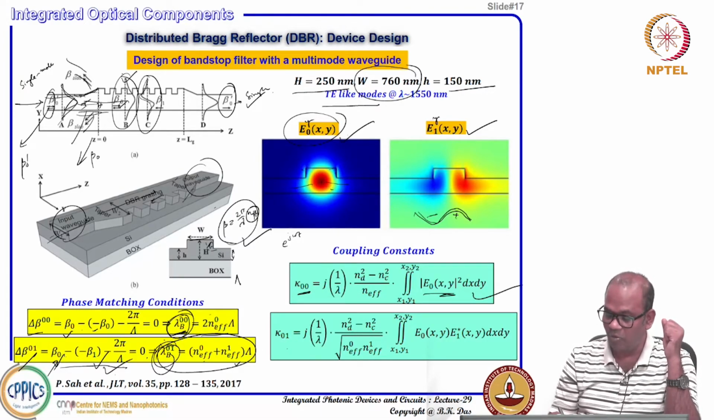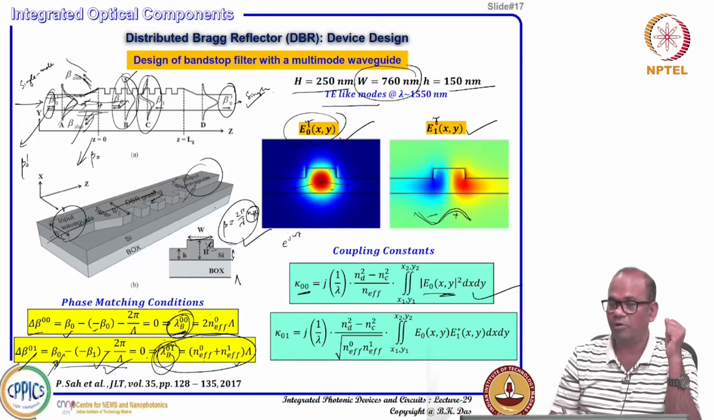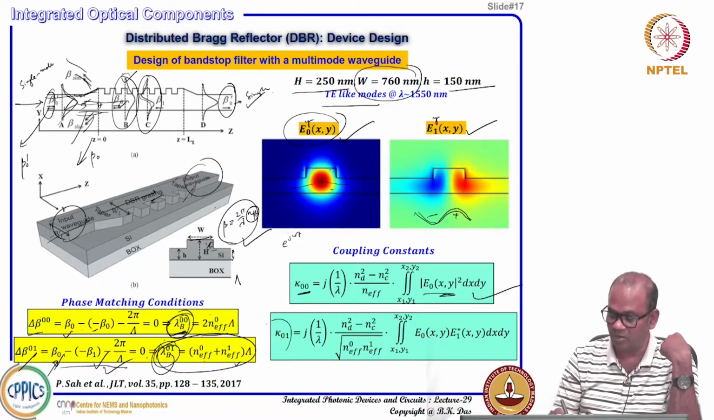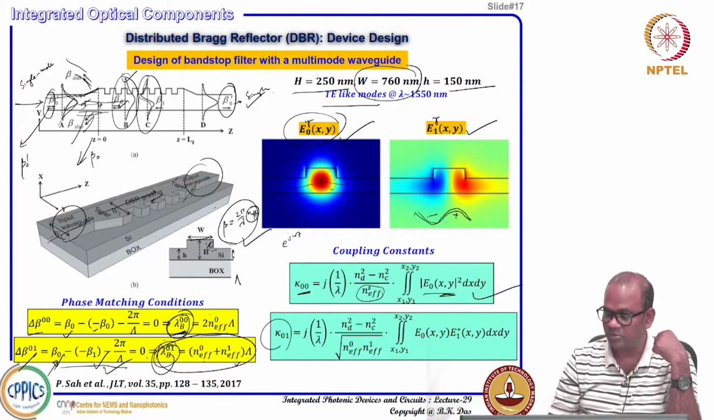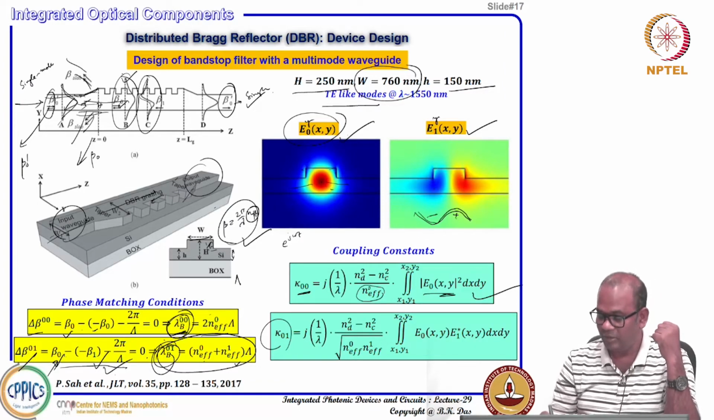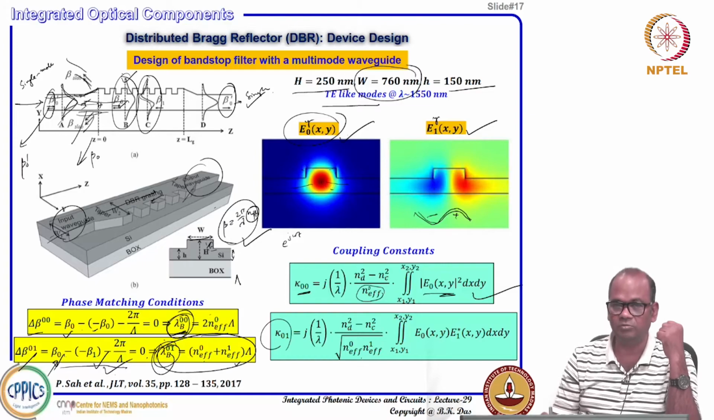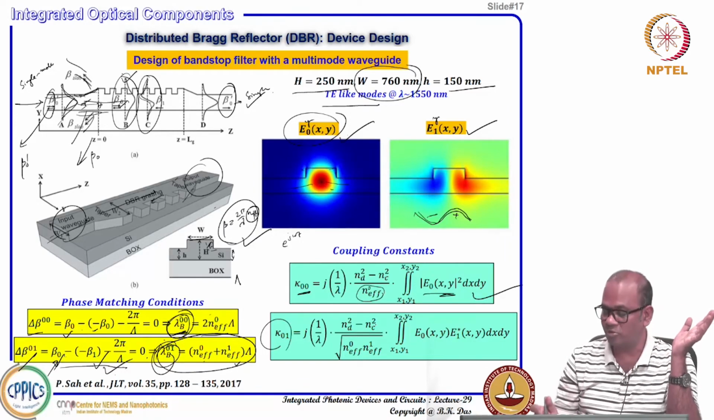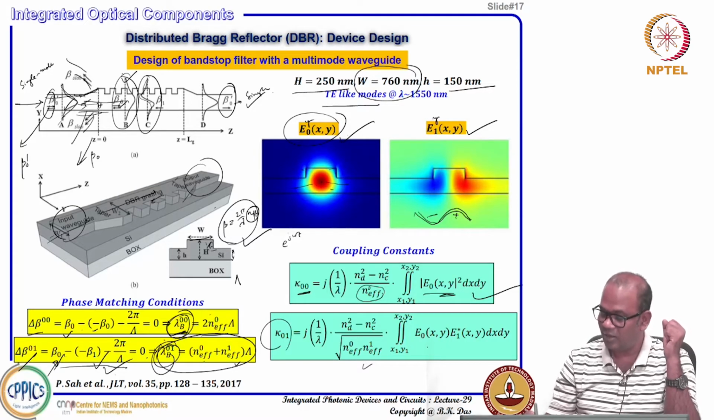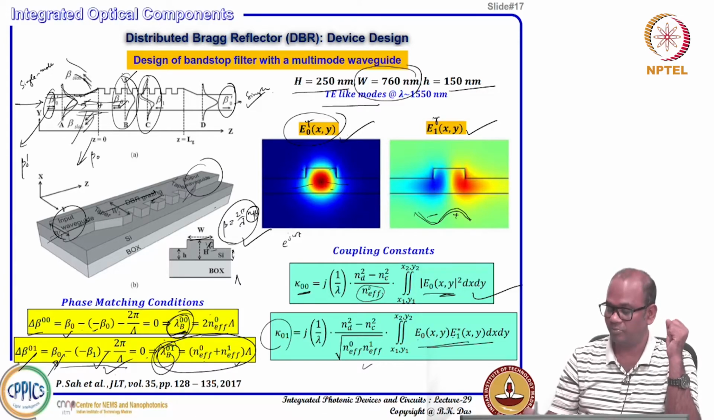And if you want to get kappa 0 1, meaning the forward propagating fundamental mode and the backward propagating first order mode, how they are coupling. In this case, instead of n effective 0, you get the square root of n effective 0 and n effective 1, the geometric mean. From the coupled mode theory, this comes, I think we have discussed that once, and then we can have an overlap between E0 and E1 star, the first order mode.